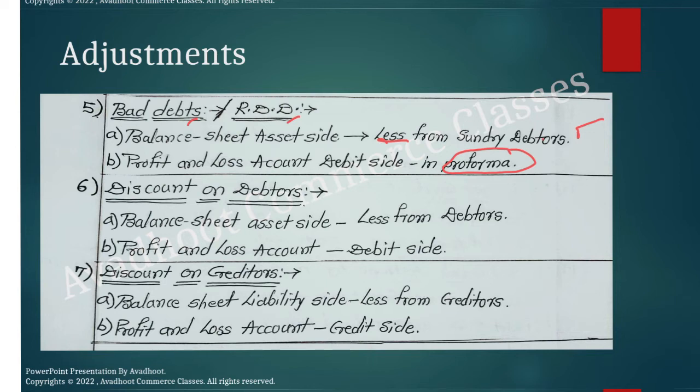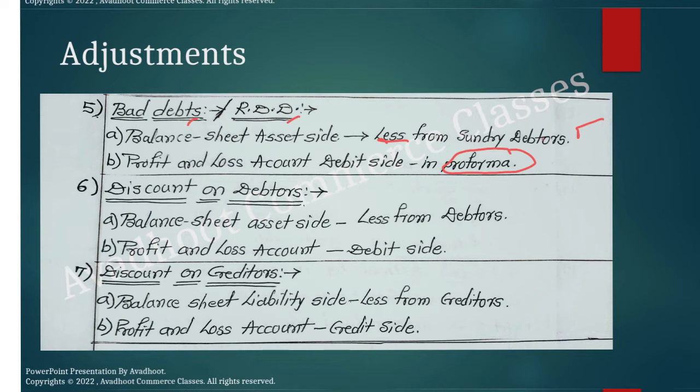But prior to that, if unrecorded sales are there, that adjustment will have to be done first. Or if a dishonored bill receivable is there, that adjustment will have to be done first. Then we'll have to deduct the bad debts from the debtors, all these to be added to the debtors, then bad debts to be deducted, then you have to calculate RDD, and then you have to calculate discount on debtors. Means discount on debtors is to be calculated at the last.